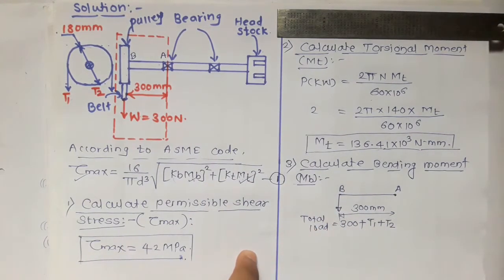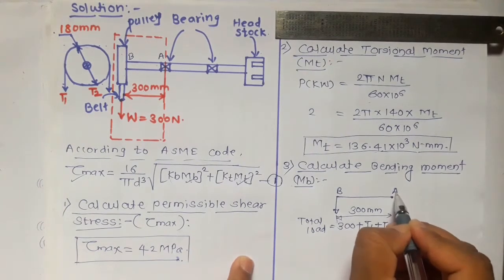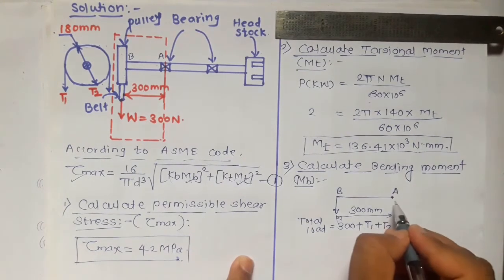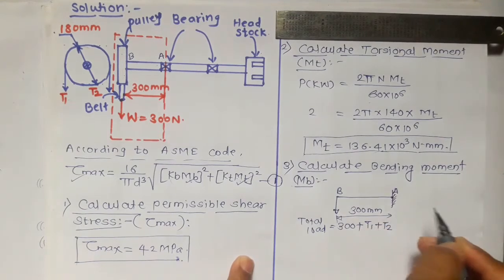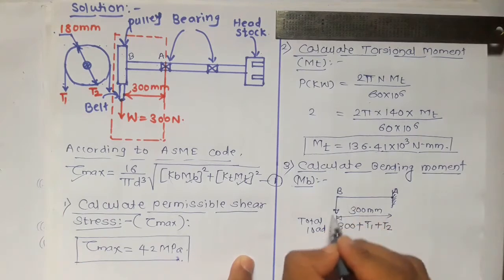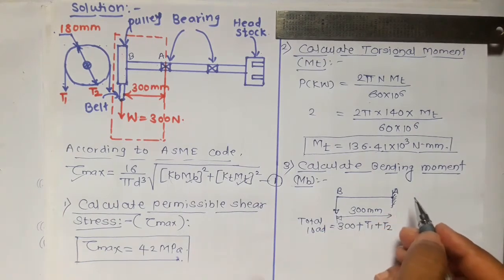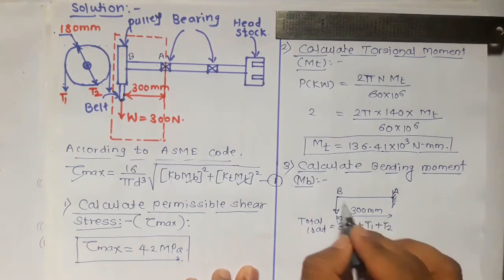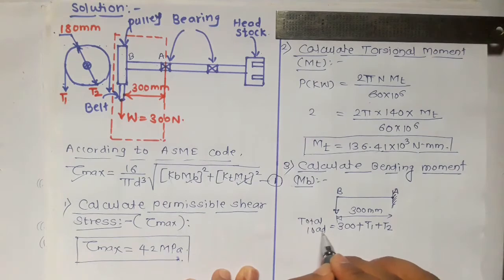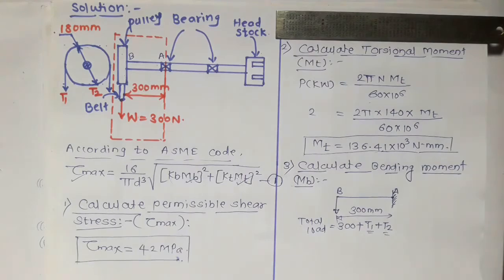Now we have to find the bending moment, and the bending moment at point A will be maximum. Because there is a bearing, we can consider this portion as fixed and treat this as a cantilever beam. So the bending moment at A we take as maximum. To find it, we first have to find the total load, but the total load is unknown because T1 and T2 are unknown. So our next task is to find T1 and T2.